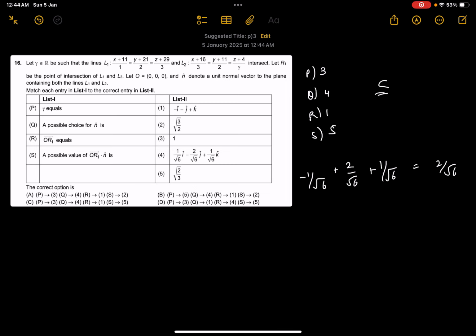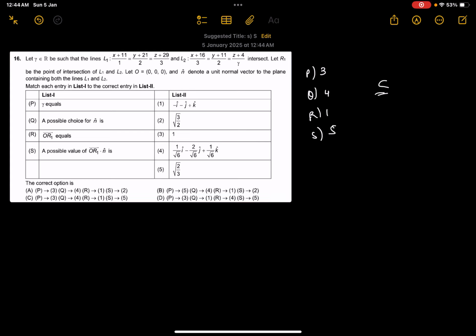Let's see if we can do this by the proper method. So we need that L1 and L2 should intersect. So let's start with that. L1 is -11 plus t, comma -21 plus 2t, comma -29 plus 3t. This should intersect with L2. So we'll just substitute these parametric coordinates in L2.